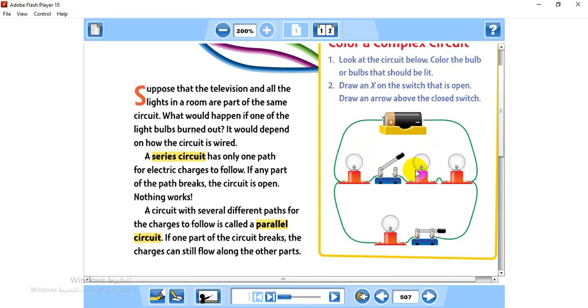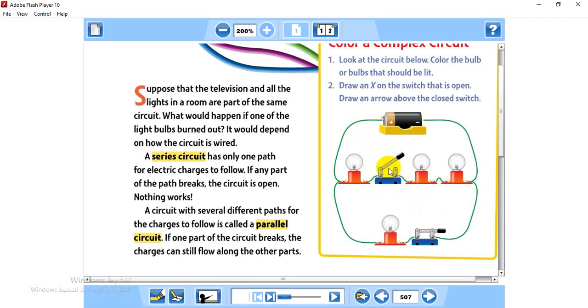Why will the light here not work? Because the switch here is open. So they are asking you to draw an X on the switch that is open. You have to cross this one, to draw an X on the switch here, because this one is open. They ask you to draw an X on the open switch, which is this one.